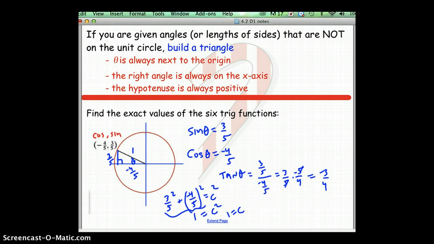Okay, now the reciprocal functions, we just literally take the reciprocal. So which one was the reciprocal of sine? It was cosecant. So all you do is flip the fraction and say 5/3. Which one was the reciprocal of cosine? Secant. Flip this, we're going to get negative 5/4. And the reciprocal of tangent is cotangent. And flip that, we get negative 4/3. Okay.